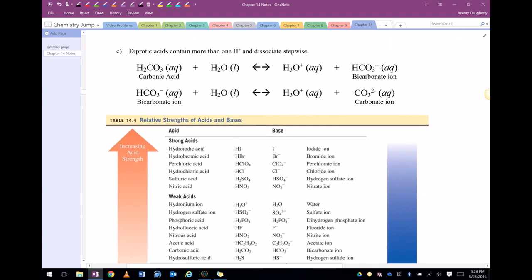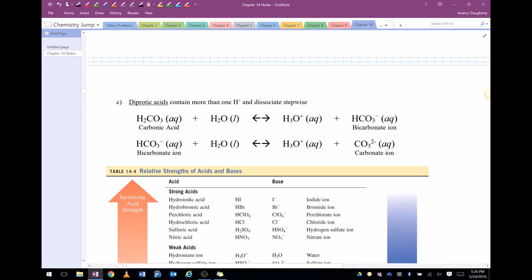Now, there are such things as diprotic acids. What we're talking about here, also polyprotic, just basically acids that give off more than one hydrogen ion. So in this case, carbonic acid, which is found in soda. As soon as you open the soda, that carbonic acid breaks down, but we're not worried about that too much right now. So H2CO3, first it gives off one hydrogen ion, and hopefully you notice something.